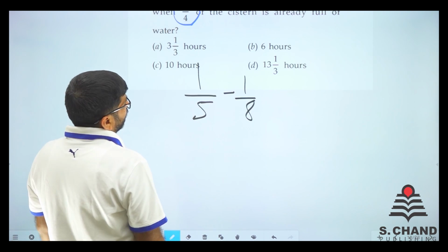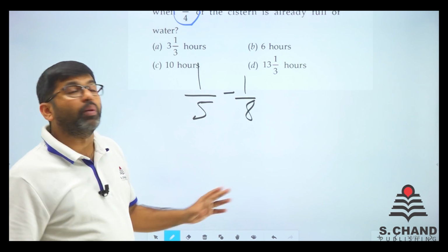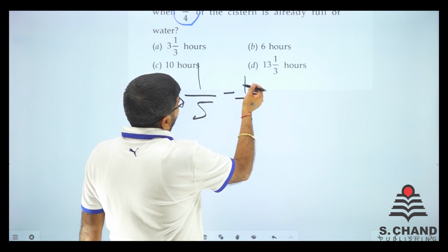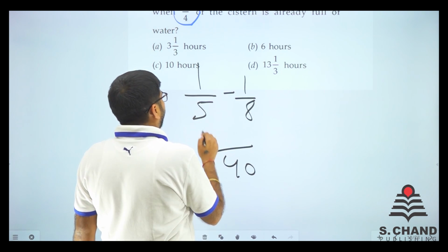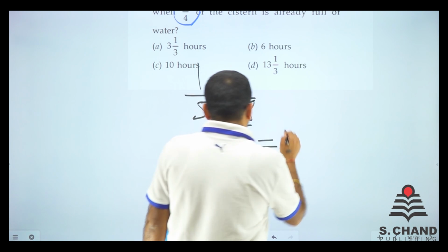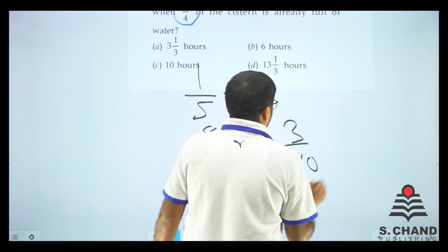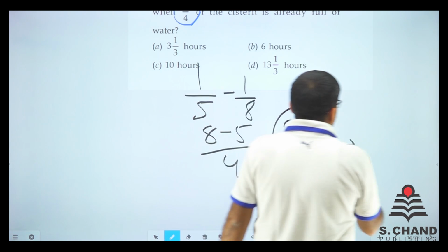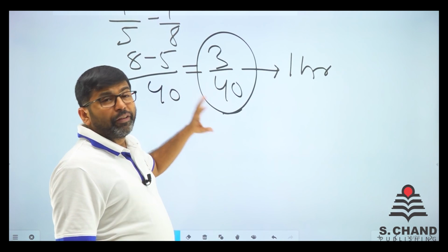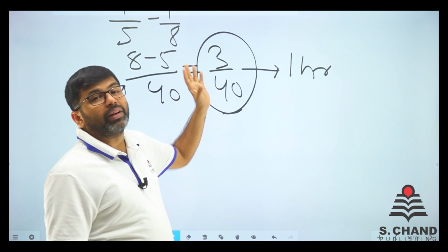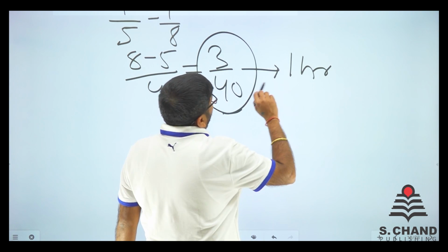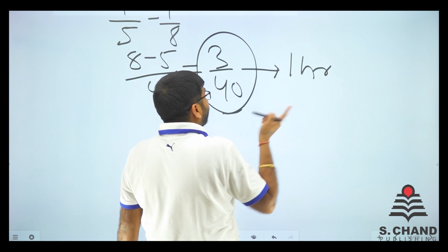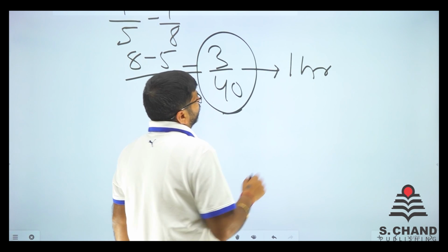So how many hours will it take? We'll do one thing. We have got 40 here, then 8 minus 5, we get 3 by 40. So 3 by 40 of the tank will be emptied in 1 hour. So how much time will it take for 3 by 4 of the tank? So 3 by 4 of the tank, right?